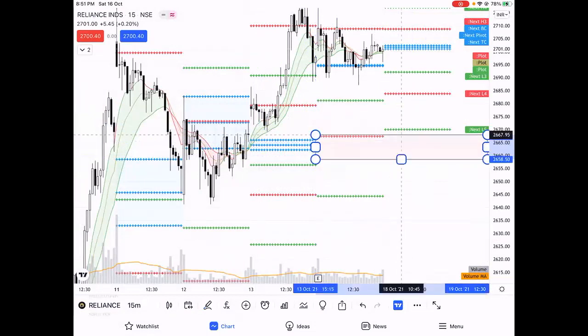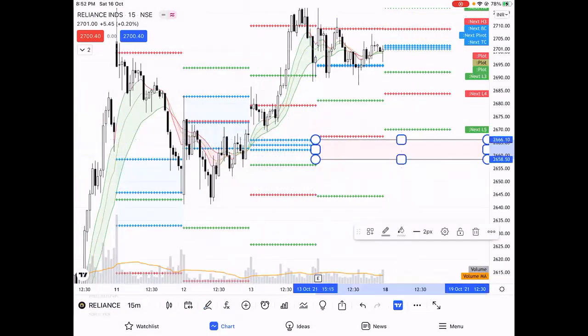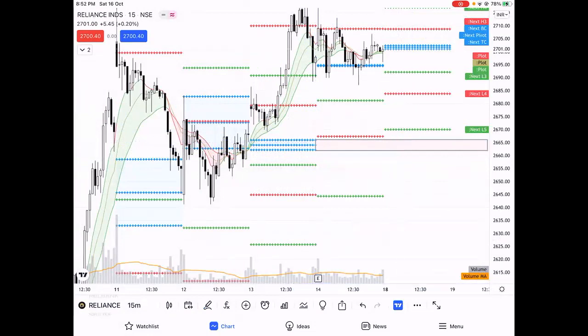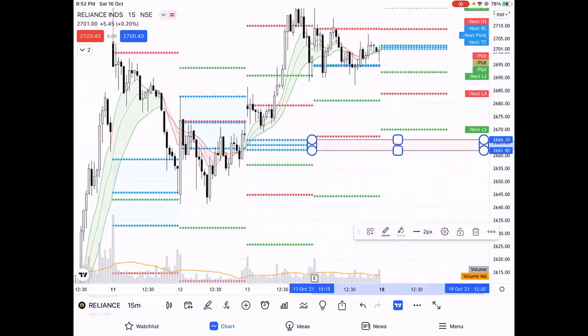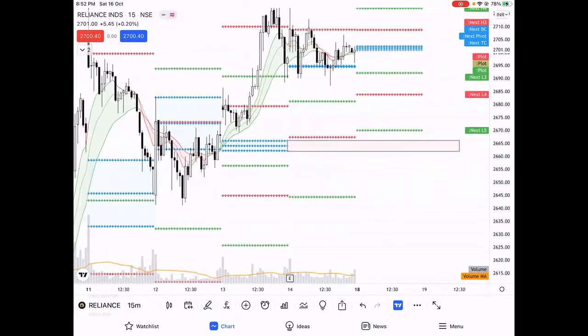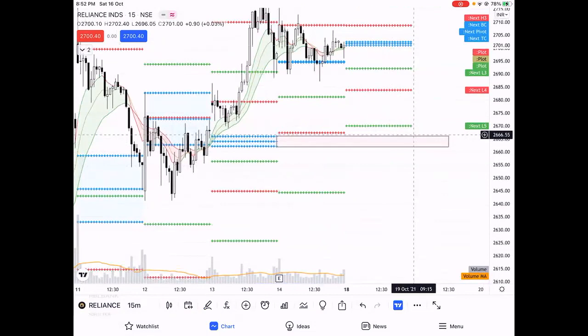I'm plotting this roughly, right? So you have a support of around 2660 to 65, right? You have a good support level of virgin CPR. So if at all L3 breaks and sustains a candle close and then a pull.